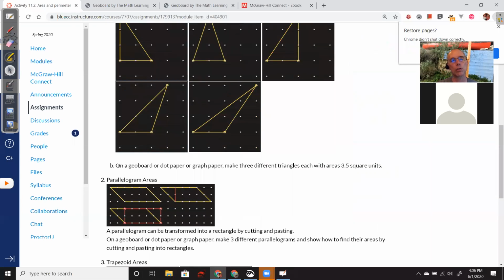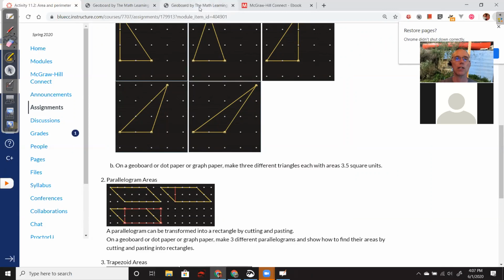The next thing I wanted you to do is on a Geo Board or dot paper or graph paper, make 3 different triangles that each have an area of 3.5. Now these triangles each have an area of 3. So I want 3 triangles that are just a tiny bit bigger than these guys here. So I'm going to try and make one right now.